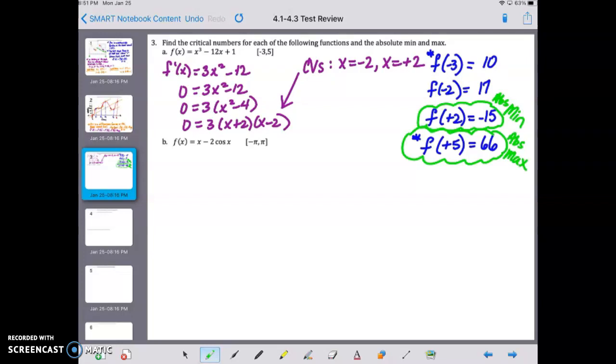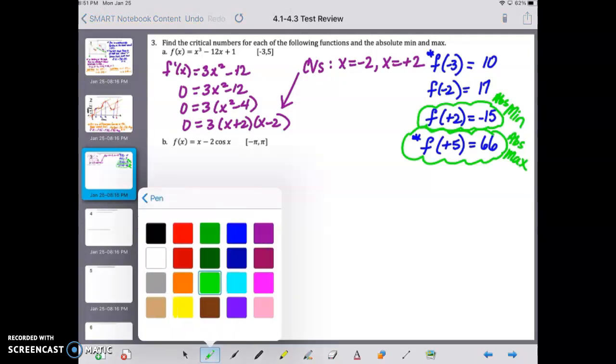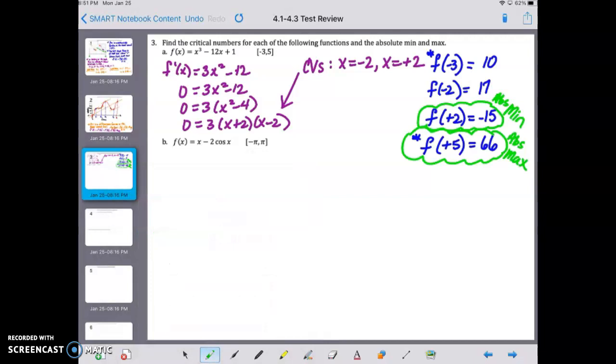Okay, we are going to do the exact same thing with letter B, except our function is obviously different, and this one involves some trig. But we start the same way. We start by finding the first derivative of our function. So f prime of x is going to be equal to, the derivative of x is 1. And then my coefficient negative 2 is going to come along for the ride. The derivative of cosine is negative sine x. And then I can simplify this. F prime of x is equal to 1 plus 2 sine x. And then I'm going to set this equal to 0.